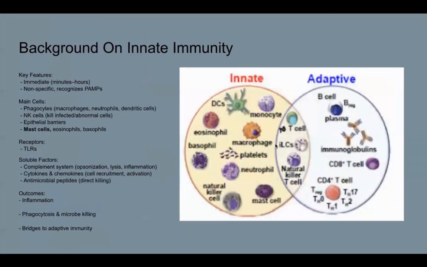So here's some background on the innate immune system. Mast cells are a part of the innate immune system and not the adaptive immune system. The innate immune system uses toll-like receptors to detect PAMPs so that they can do an immediate generalized response, such as inflammation or the release of cytokines and histamines.